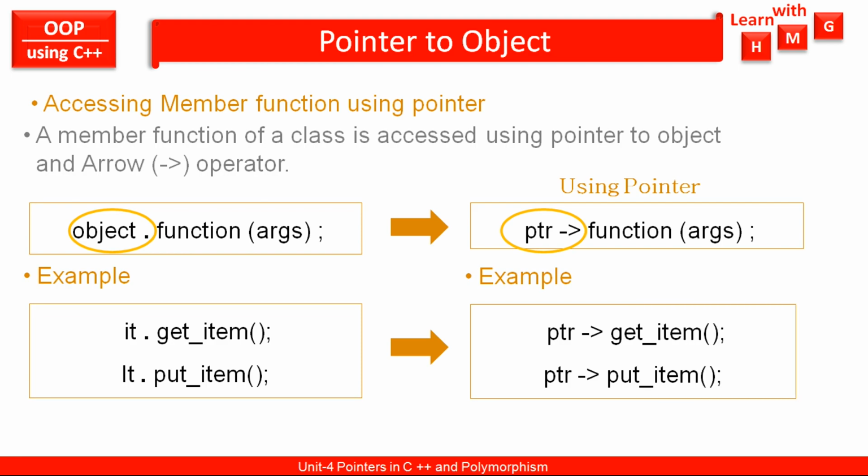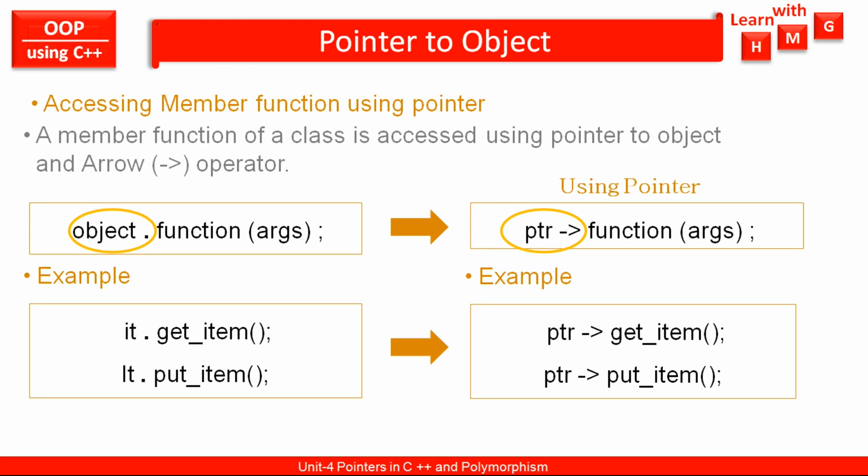Now the same thing you can do with the help of pointer and arrow operator: ptr arrow getItem or ptr arrow putItem. So here the getItem and putItem member functions are called or accessed using pointer and arrow operator instead of object and dot operator. So like this, you can use a pointer to access member functions of a class.